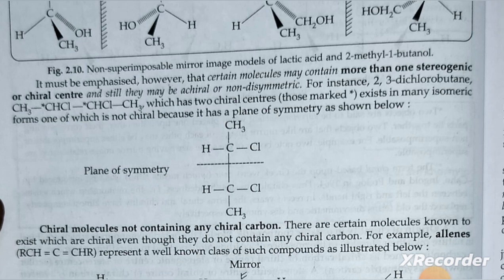It must be emphasized, however, that certain molecules may contain more than one stereogenic or chiral center and still they may be achiral or non-dissymmetric. For instance, 2,3-dichlorobutane, CH3-CH*Cl-CH*Cl-CH3, which has two chiral centers, those marked with an asterisk, exists in many isomeric forms, one of which is not chiral because it has a plane of symmetry, as shown below.